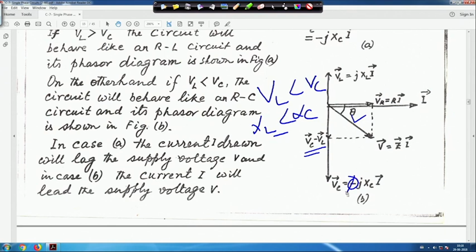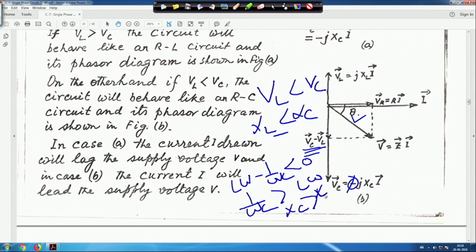If you do not put it here, it does not matter. In this case it will be VC minus VL, because VC is greater than VL. So, this is my theta, that means theta is negative. That means the circuit behavior is like a capacitive circuit, because in this case XL is less than XC, which means L omega minus 1 upon omega C is less than 0. That means 1 upon omega C is greater than L omega, that means XC is greater than XL.